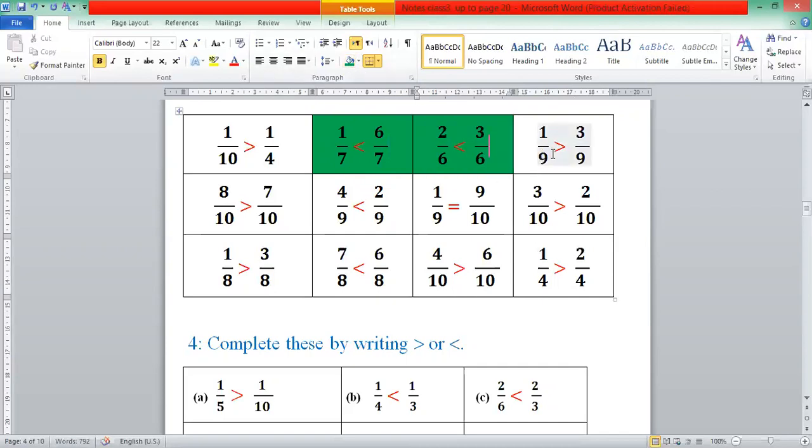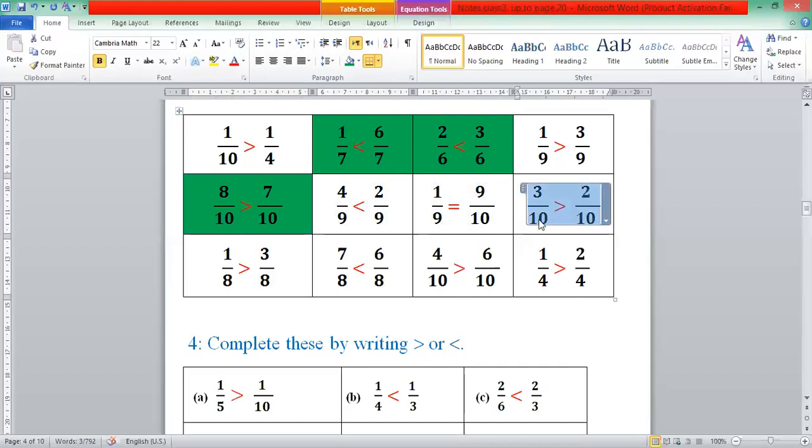1 over 9 is greater than 3 over 9. It's not correct. 3 over 9 is greater. 1 over 9 is not greater. Here, 8 over 10 is greater than 7 over 10. So it is correct. So we color it. Similarly here 4 over 9 is less than 2 over 9, not correct. 1 over 9 is equal to 9 over 10, not correct. These two fractions are not equal. 3 over 10 is greater than 2 over 10. Yes, it's correct because 3 over 10 is greater than 2 over 10.